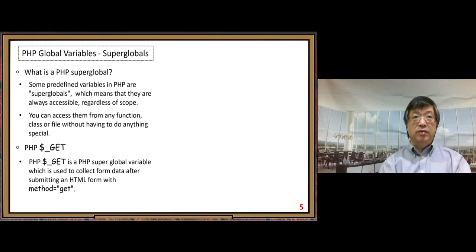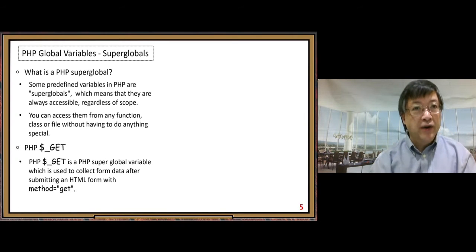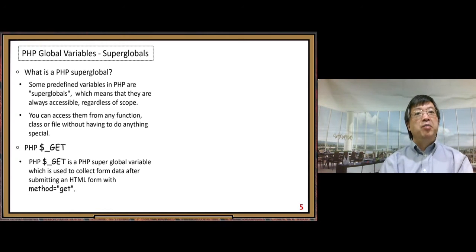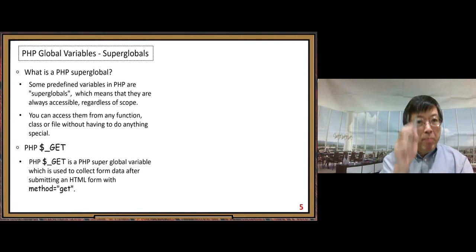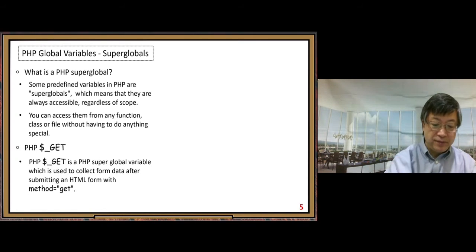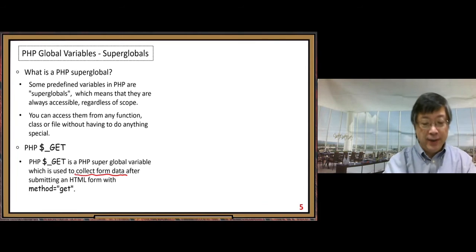What is this variable? PHP $_GET is a PHP super global variable which is used to collect form data after submitting an HTML form with method equals get. So let me explain. Form data first, collect form data.